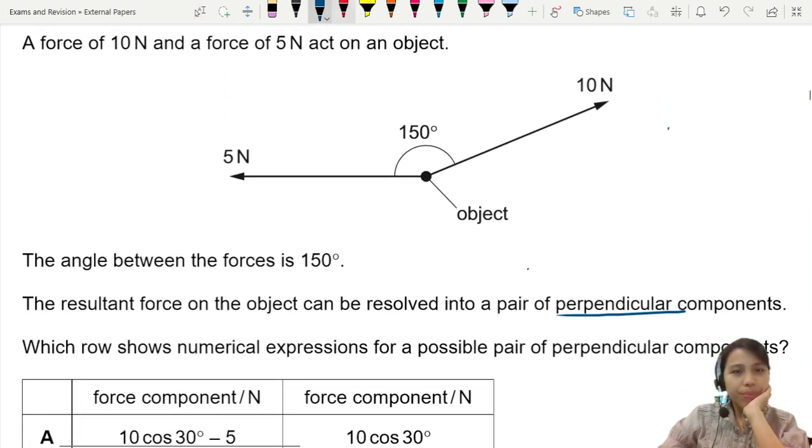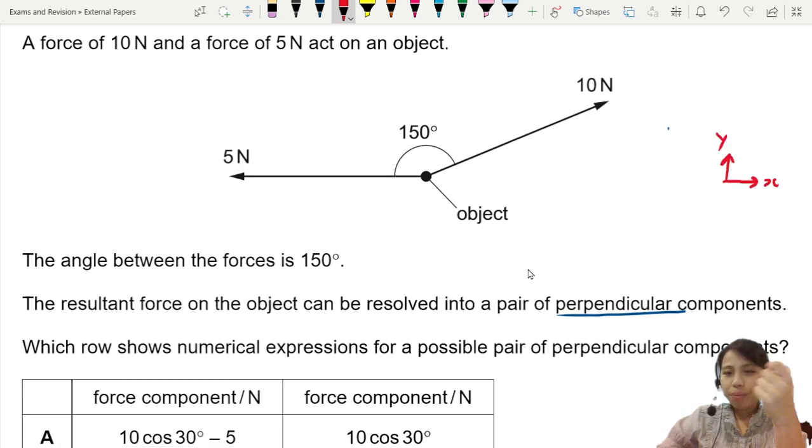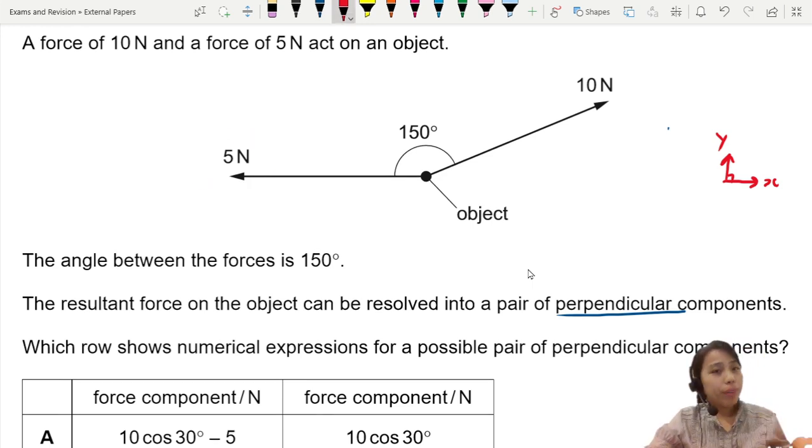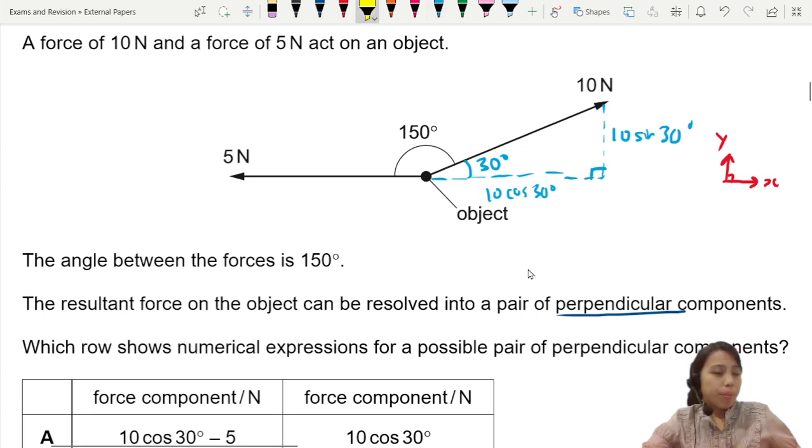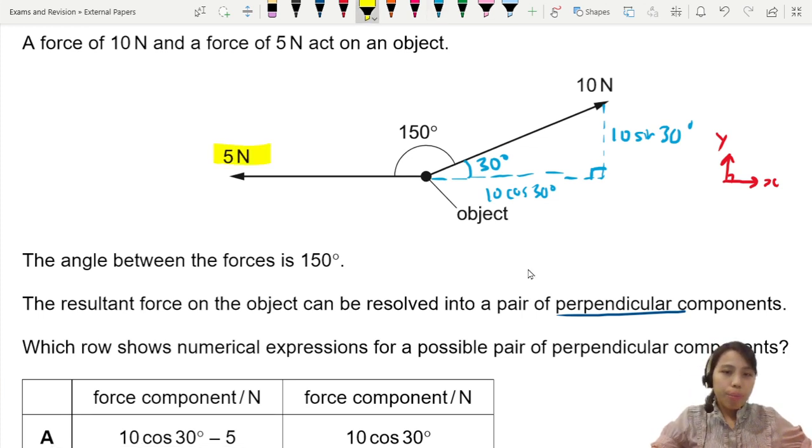Normally, I think we will go with purely horizontal and purely vertical components. And these two must be at right angles to each other. So the 5 Newton, no problem, already perfectly horizontal. The 10 Newton though, if you use this system, then you need to resolve it like this. If you use this angle as 30 degrees, then you will have adjacent over hypotenuse, 10 cos 30, and 10 sine 30.